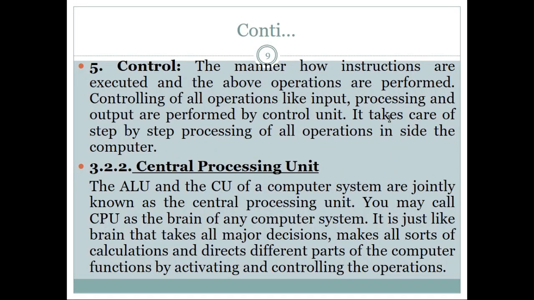The fifth function of a computer system is control. The manner in which instructions are executed and the above operations are performed is called control. Controlling of all operations like input, processing, and output is performed by the control unit. It takes care of the step-by-step process of all operations inside the computer.